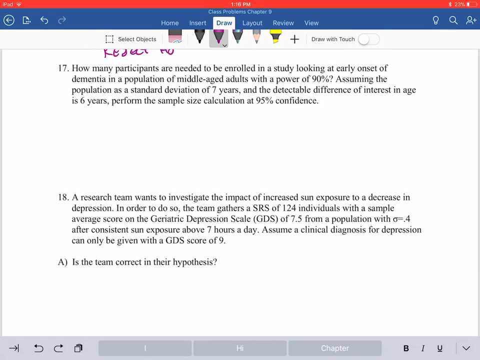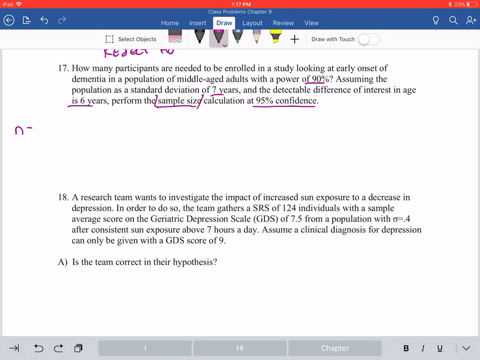All right, so moving on to number 17. How many participants are needed to be enrolled in a study looking at early onset of dementia in a population of middle-aged adults with a power of 90%, assuming the population has a standard deviation of 7 years, and the detectable difference of interest in age is 6 years? Perform a sample size calculation at 95% confidence. So first thing we know, we're trying to perform a sample size calculation.